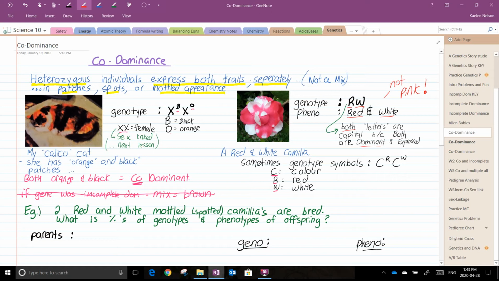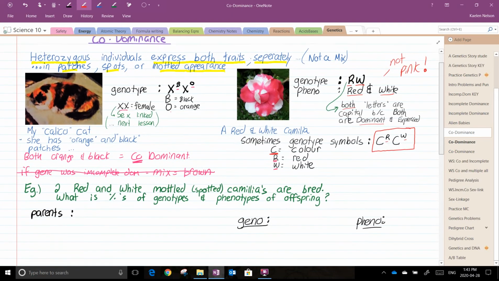A second way of expressing codominant genes is sometimes to put the gene type as a capital letter. In this case, this is a gene for color. And then the red and white, R and W, here as superscripts. That indicates that they're both dominant.